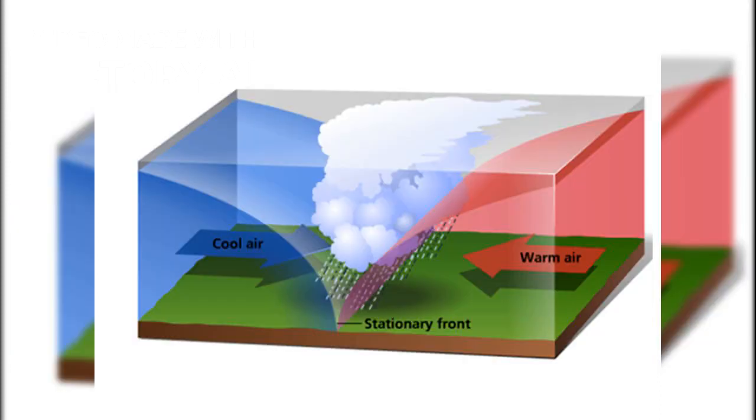This diagram illustrates the stationary front, where cold and warm air masses meet but do not move. Notice how the wind motion is parallel on both sides of the front. Here, we see a 3D representation of a stationary front. The cool air and warm air meet, causing clouds and precipitation to form along the front.